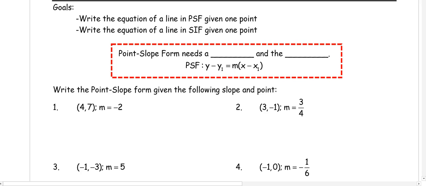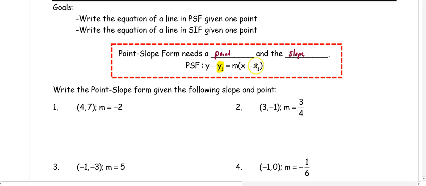This video is about writing the equation of a line in point-slope form and slope-intercept given 1 point. So point-slope form is a new form that we haven't really talked about yet. And in point-slope form, you always need a point and the slope. So point-slope form is y minus y1 equals m times x minus x1.